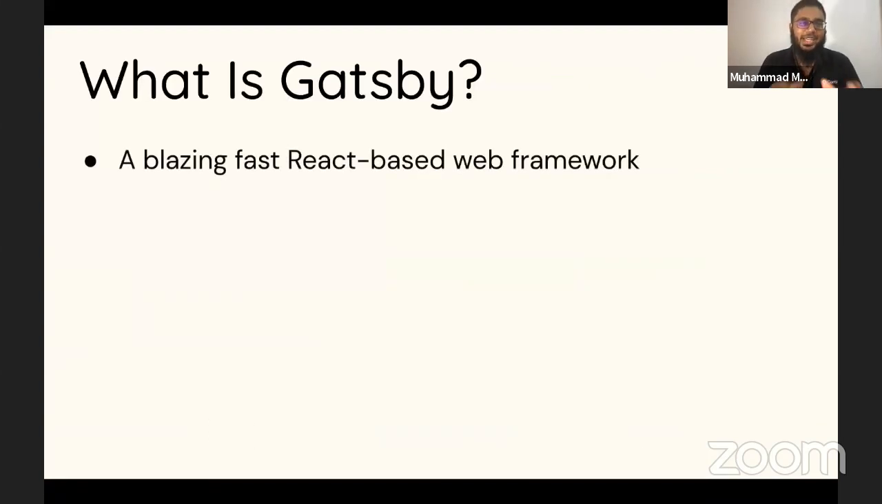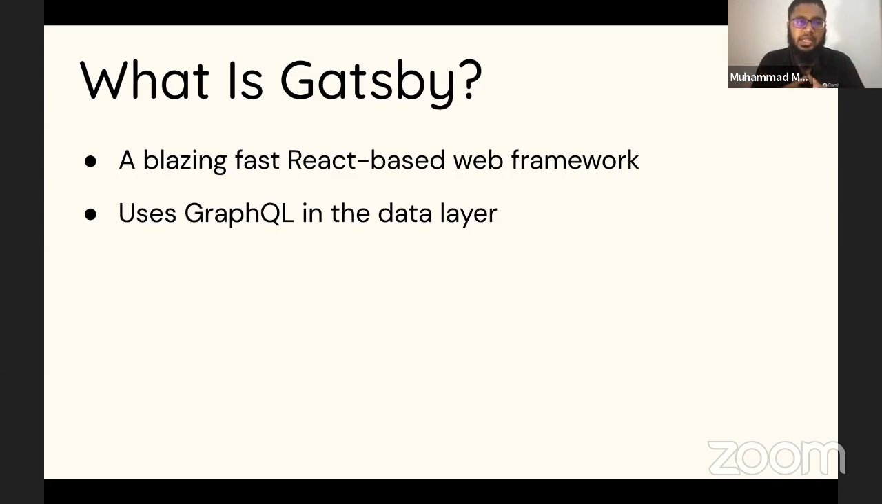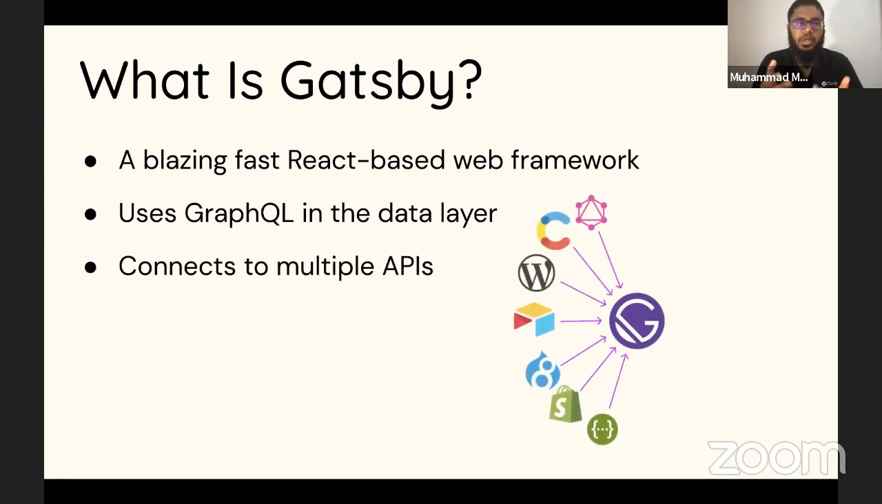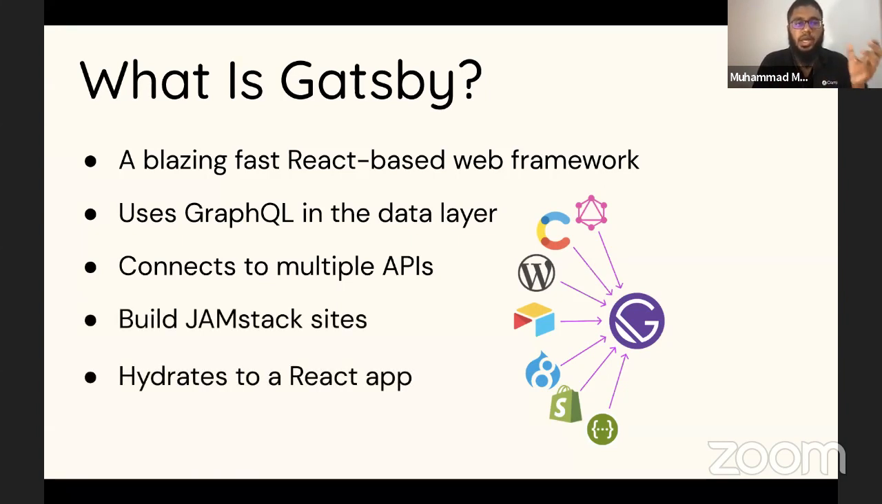So what is Gatsby? It is a blazing fast React-based web framework. It's more than a static site generator. And it also uses GraphQL in the data layer. I believe GraphQL is the ultimate way to access content from a backend or from a schema, and it connects to multiple APIs. It can be Contentful CMS or WordPress or Joomla or Drupal. It can be Shopify. It can even be a Markdown or JSON file, and even a GraphQL or REST API endpoint. Pretty much any API that you have, you can bring it and make it a source for a Gatsby site. And with Gatsby, you build Jamstack sites as I spoke, and it hydrates to a React app.